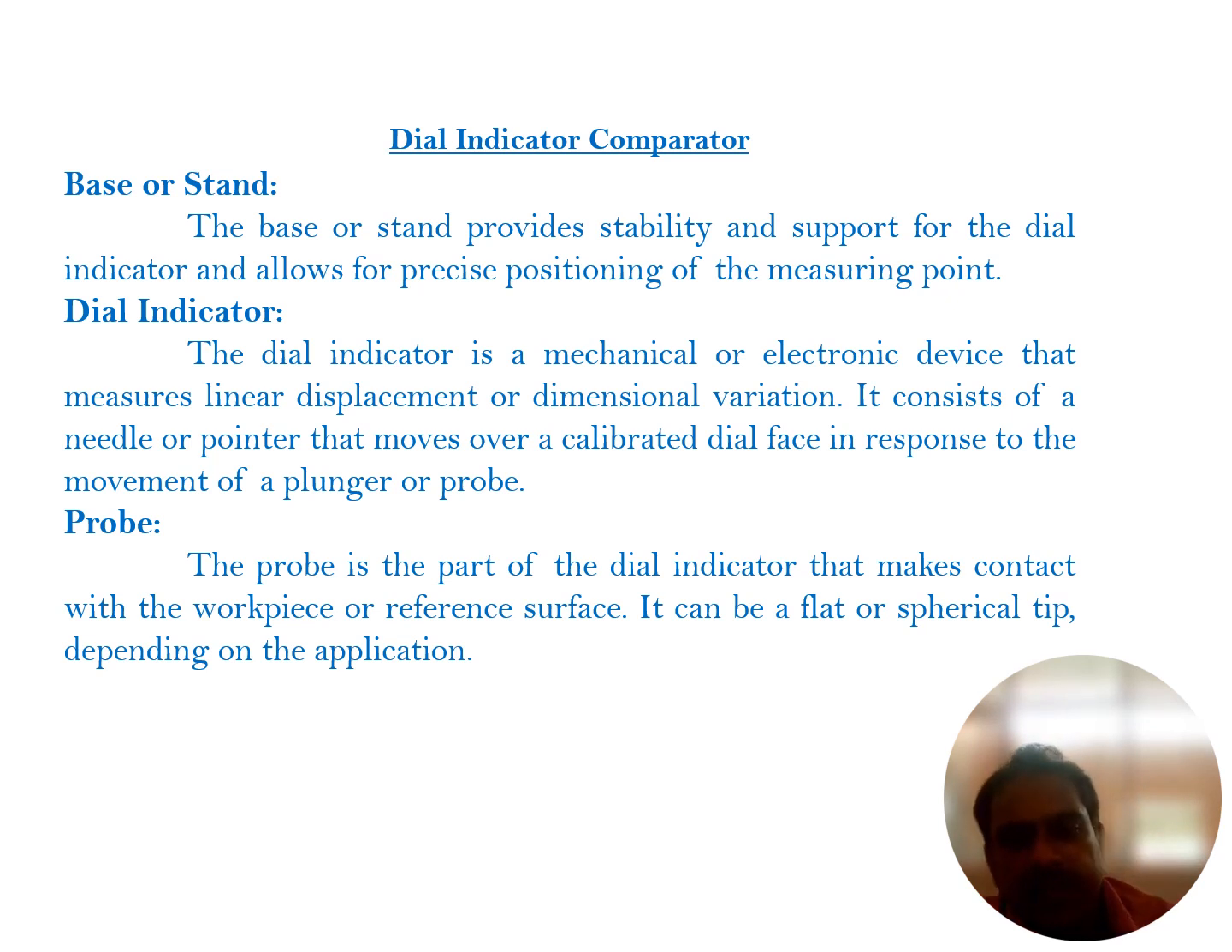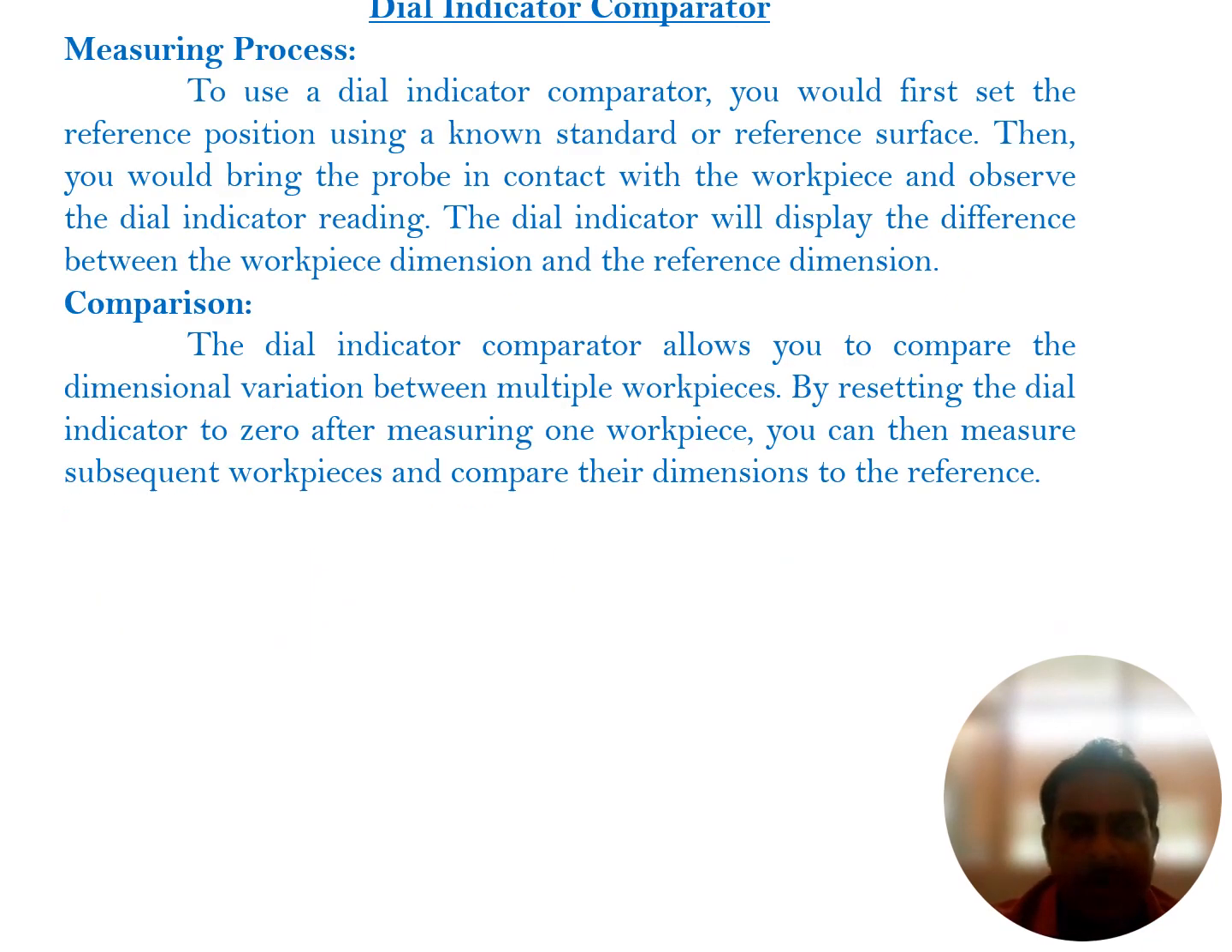The dial indicator is a mechanical or electric device that measures instrument displacement or dimension. It consists of a needle or pointer. Next, the major component is the probe. The probe is a part of the dial indicator that makes contact with the workpiece or reference surface. The probe touches the workpiece, and then only the pointer will move forward or reverse. It depends upon the probe only that we can decide whether the component is accepted or rejected.